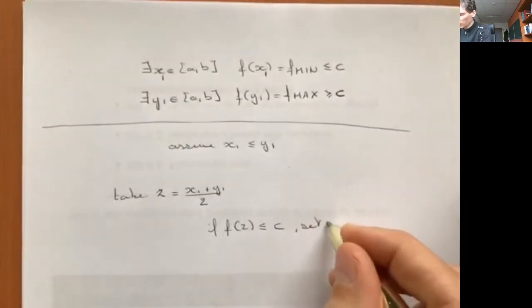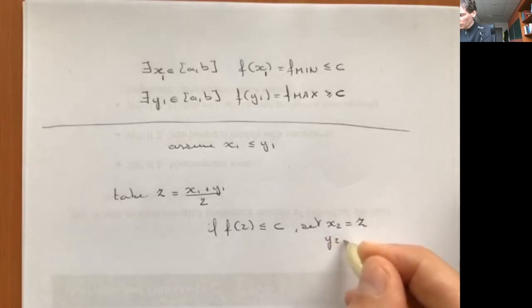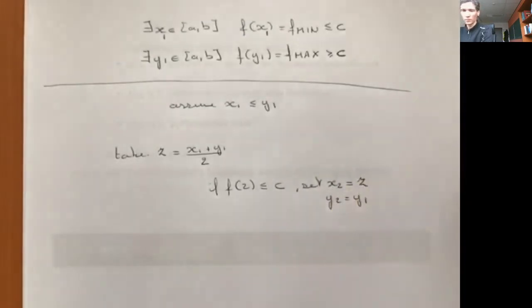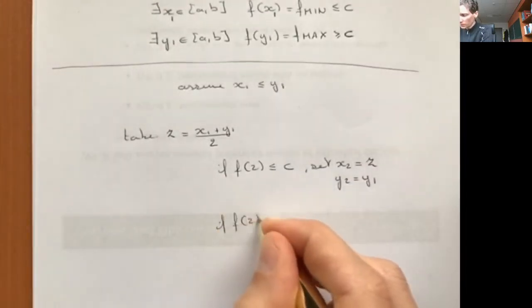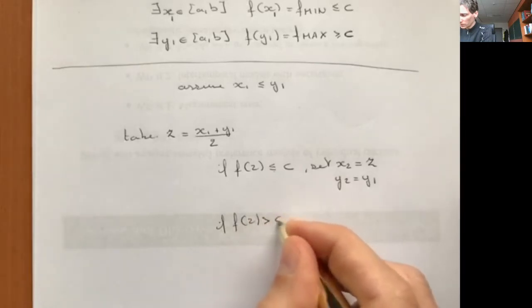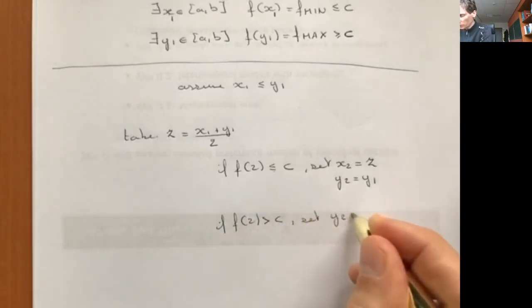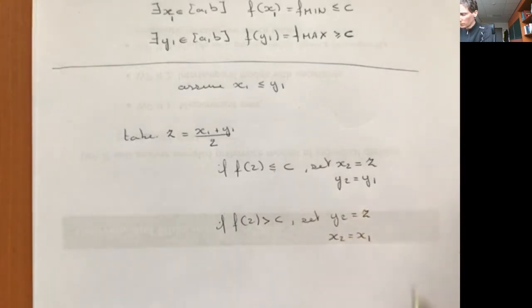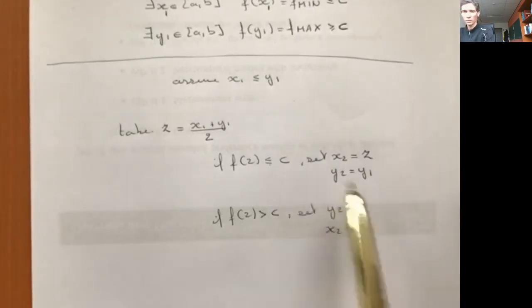Then we set x2 to be equal to z and y2 to be equal to y1. We keep the upper bound and we update the lower bound. If it would happen that this is not true, so if f of z is bigger than c, then we set y2 to be equal to this midpoint and x2 to be equal to the lower bound that we had before. So we're going to update either the lower bound or the upper bound.